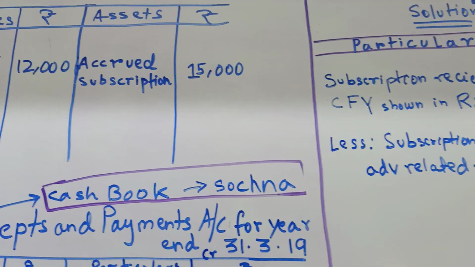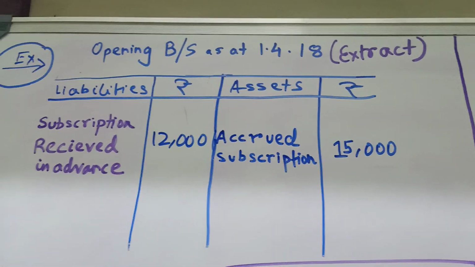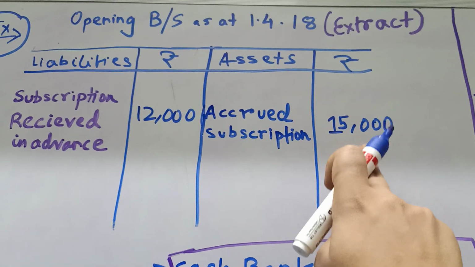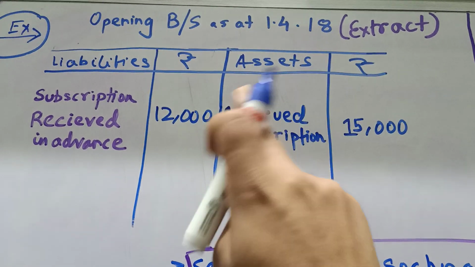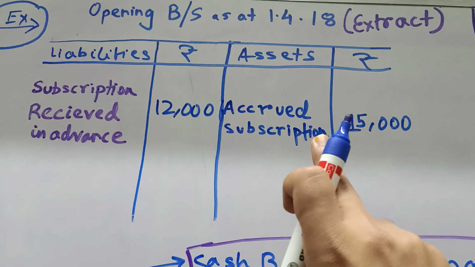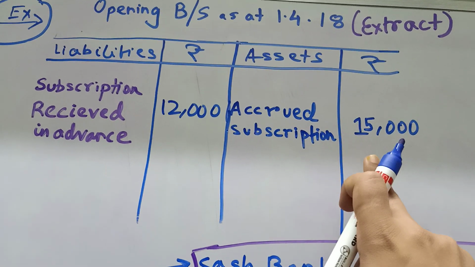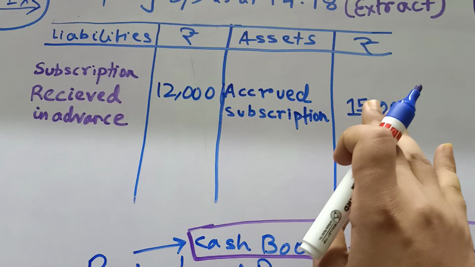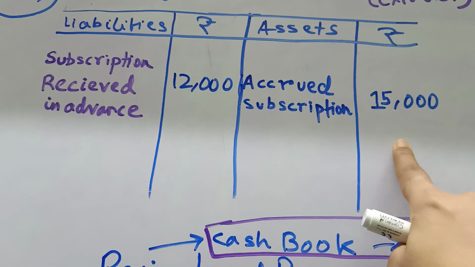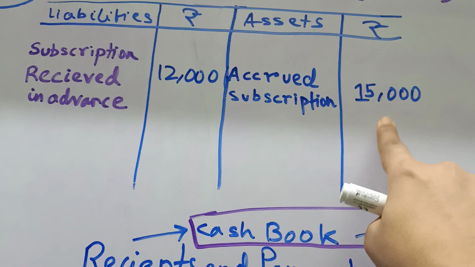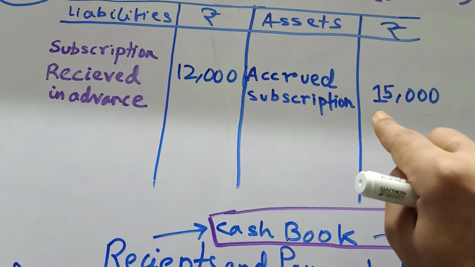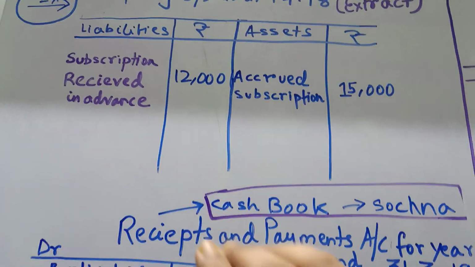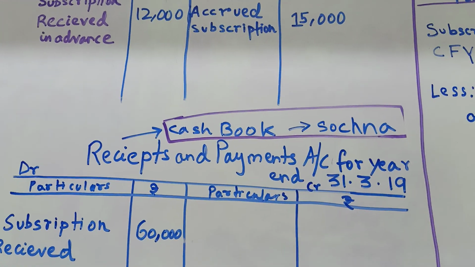Let's go on top to the opening balance sheet. You can see that there is this accrued subscription of rupees 15,000 that's standing in the opening balance sheet. It means that in the previous financial year some subscription, that means this subscription of rupees 15,000 that is standing in the opening balance sheet was earned in the previous financial year. That means it is definitely related, connected and incidentally well associated with the previous financial year 17-18.